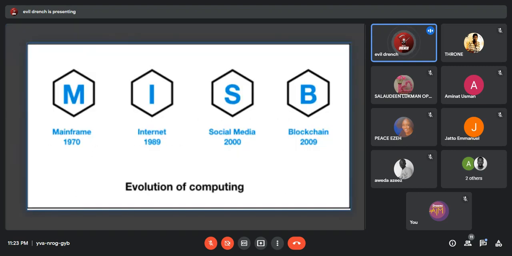To the next one. Yeah, the evolution of computing, right? The computer went from mainframe to the internet. From the internet, we have social media, and from social media, we have the blockchain. Blockchain has been here since 2009, and we're just talking about blockchain in 2022. Well, let's move on.